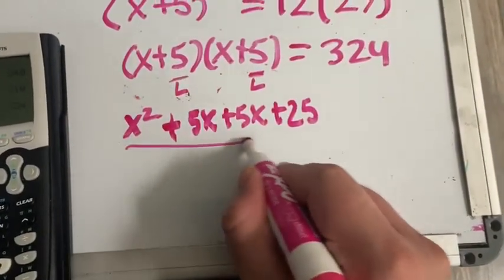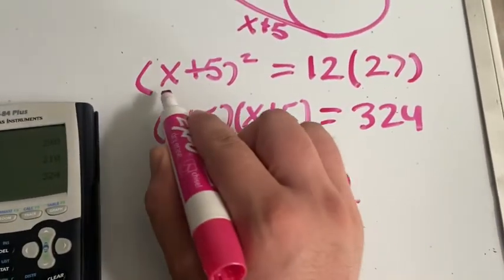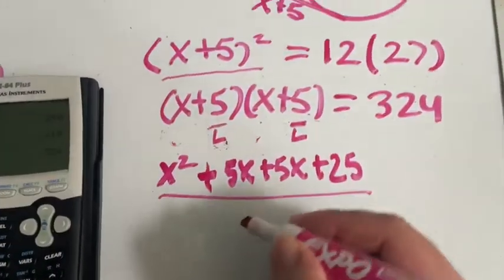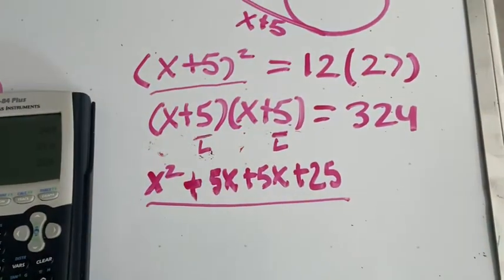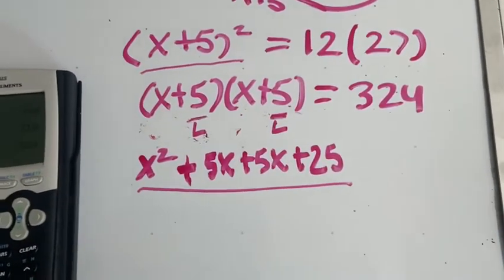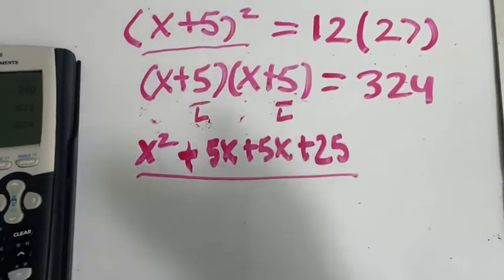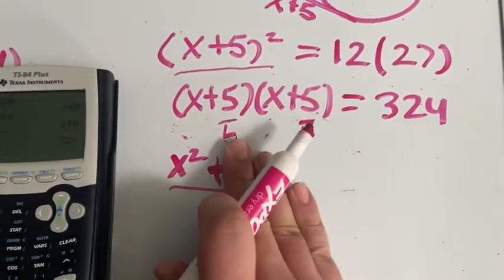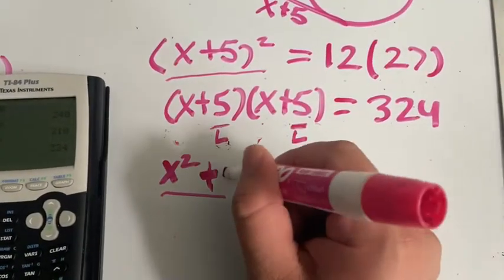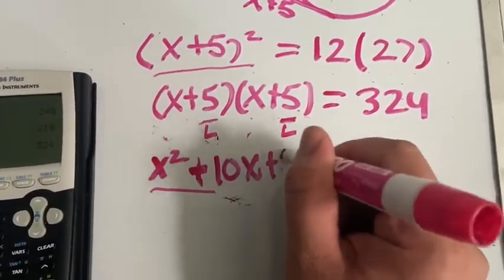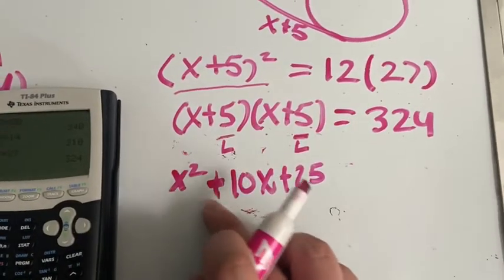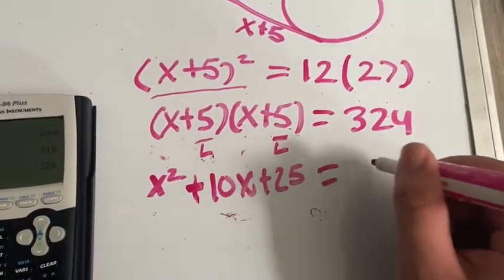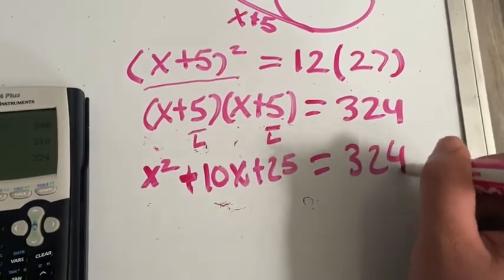This is equal to this. But we needed to square them in order to single out our x, okay? So I could also rewrite this as, I could combine like terms and just say this is 10x plus 25 equals 324, okay?